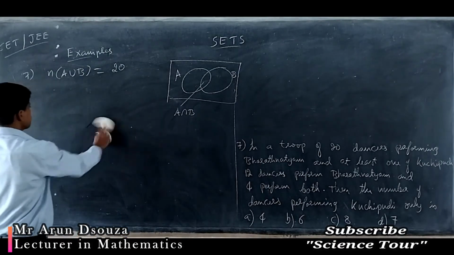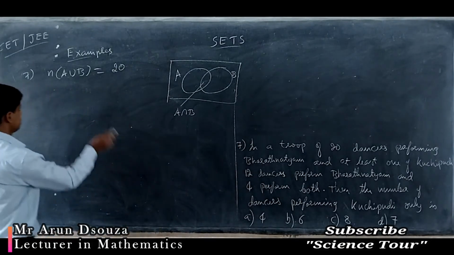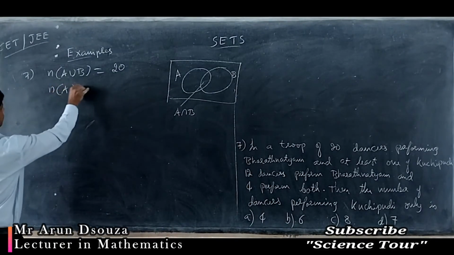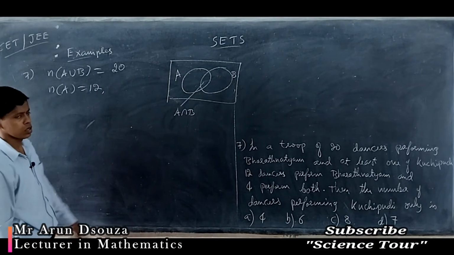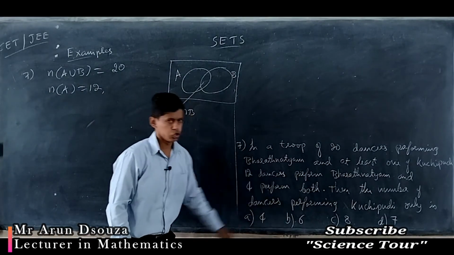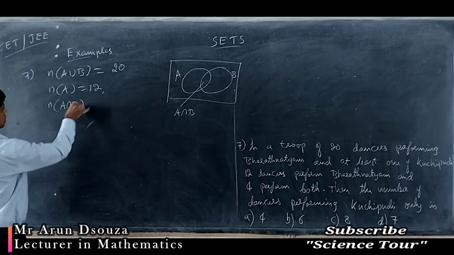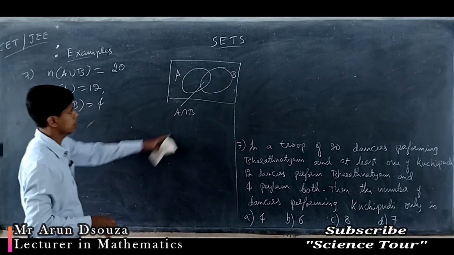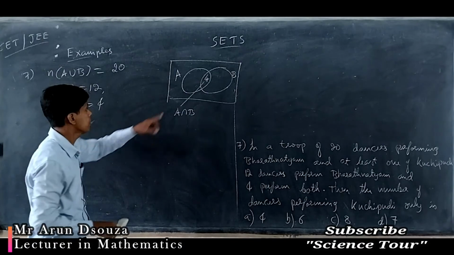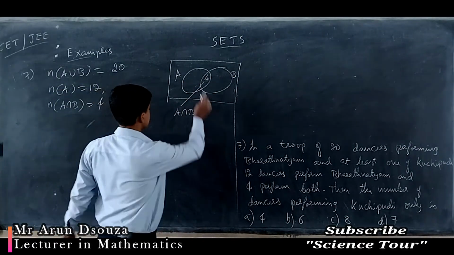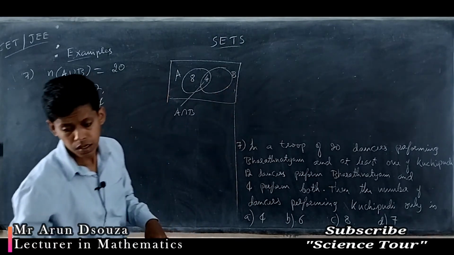Well, next, continue. 12 dancers perform Bharatanatyam. I'll take it as A. Okay, then 4 perform both. So there are 4 people who do both the dances. So they are in this region. There are 4. Now how many are in only A region? 8. Correct? Okay, now we have to find this.